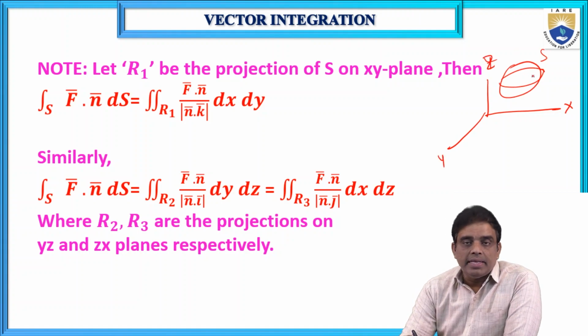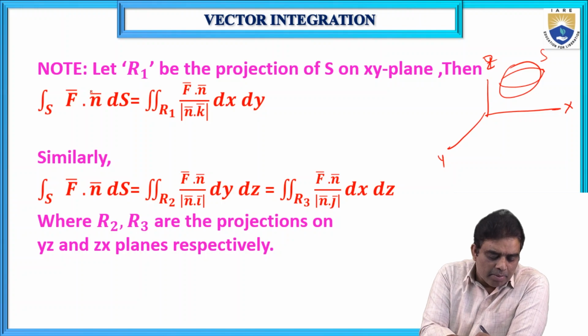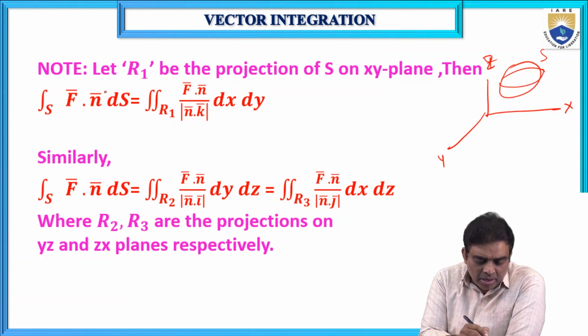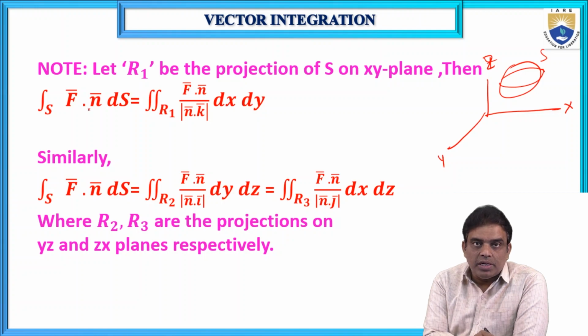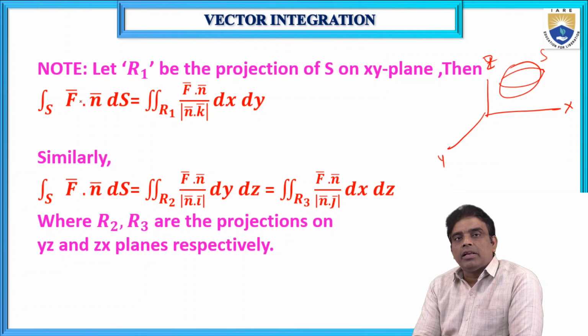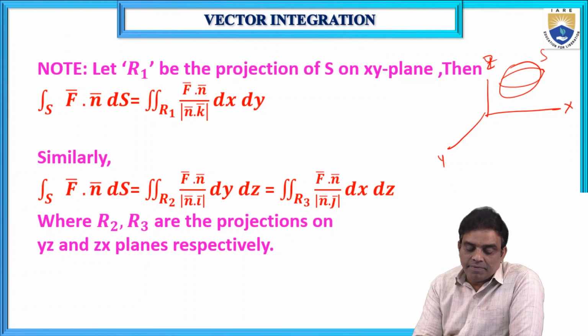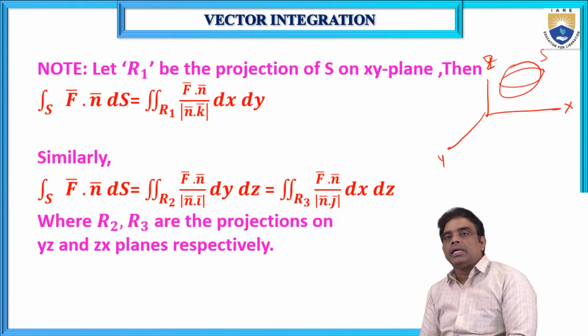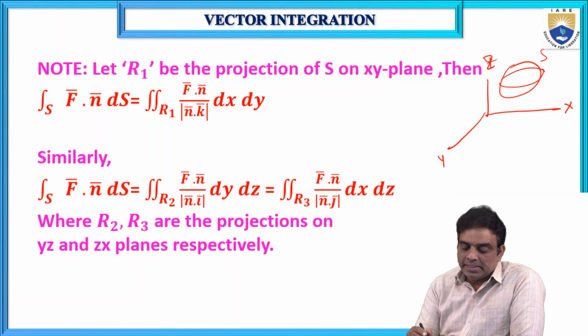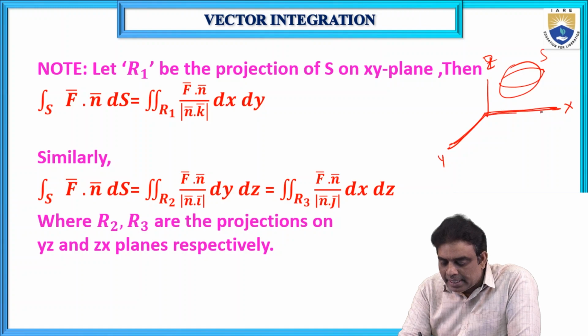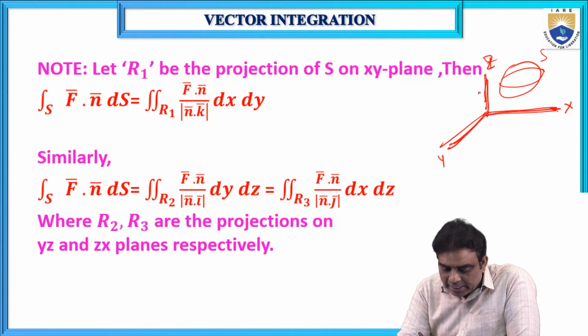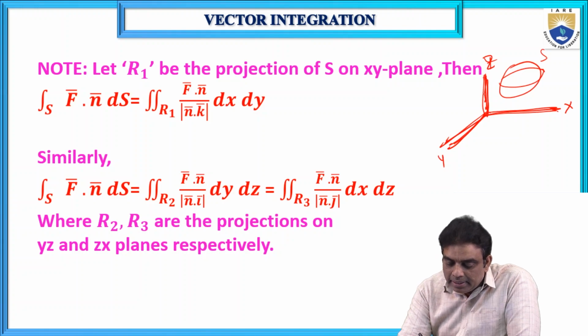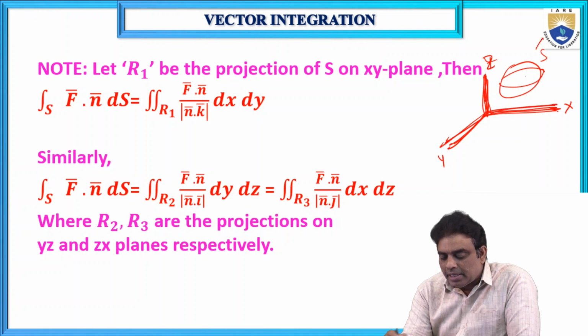Suppose you want to evaluate the double integral over the region S of f bar dot n cap ds. n cap and n bar are the same; I can call it n cap or n bar. n cap is the unit outward normal vector to the surface, ds is the area of the surface, and f bar is the vector point function defined on the given surface. This can be evaluated by considering the projection on one of the three planes: this is the xy plane, this is the yz plane, and this is the zx plane, and this is the surface S in space.